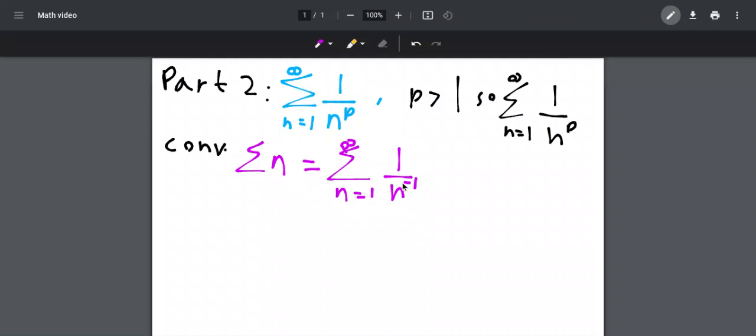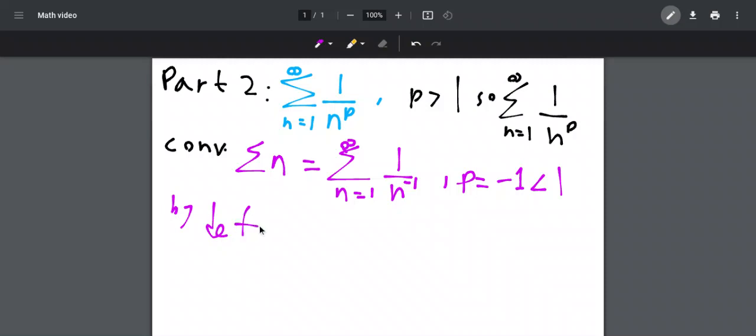There's no problem with writing it as a negative power. If we know some algebra, n to the negative 1 is 1 over n, and 1 over 1 over n is just n. So this is valid. And by p-value, we know that in this case, p is negative 1. It's definitely not greater than 1, it's less than 1.